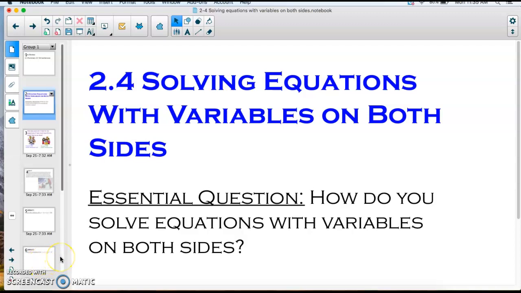All right, welcome to 2.4, solving equations with variables on both sides. Our essential question today: how do you solve equations with variables on both sides? We're going to be using a lot of the same principles that we've been working on, but this time we're just going to have variables on both sides.